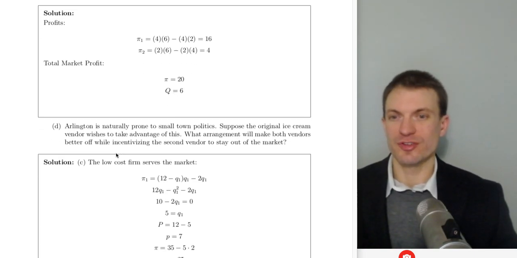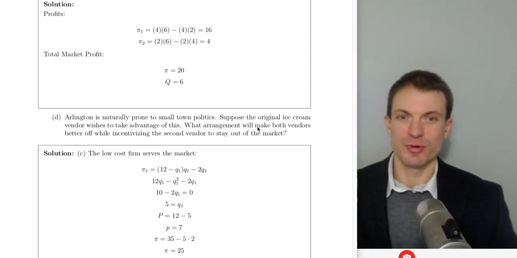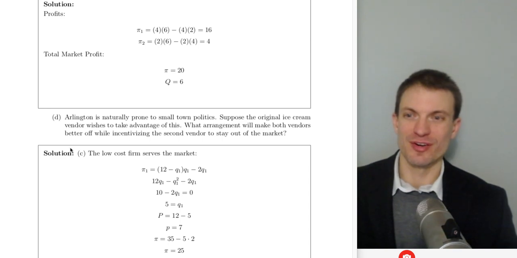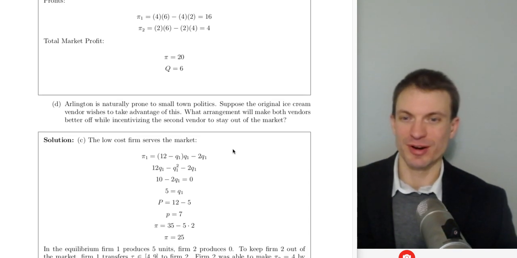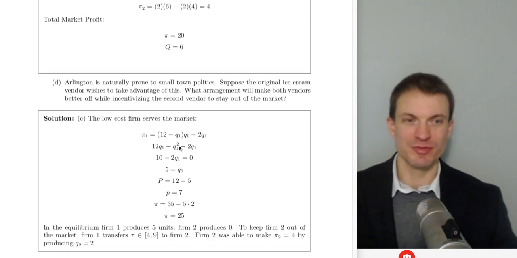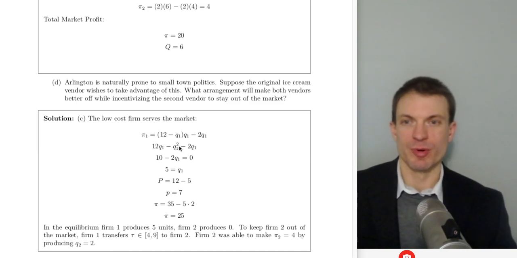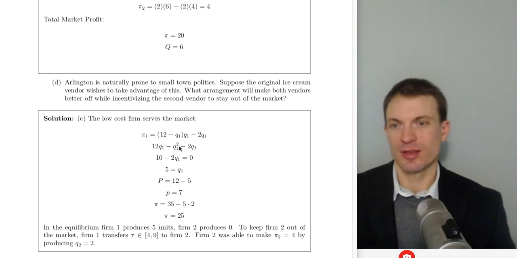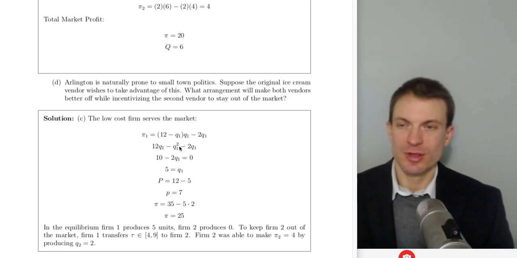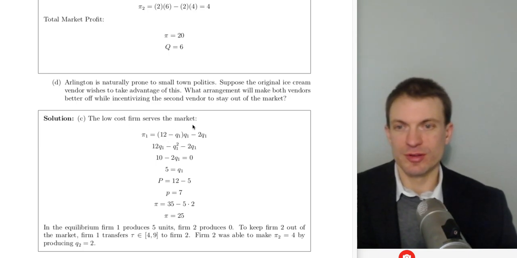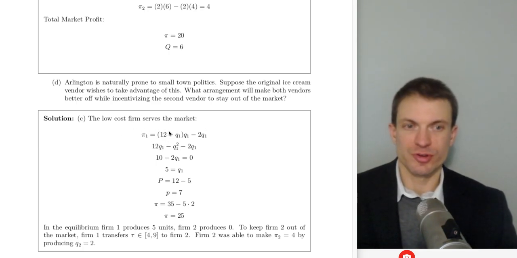So Arlington is naturally prone to small town politics. Suppose the original ice cream vendor wishes to take advantage of this. What arrangement might they make to make both vendors better off while incentivizing the second vendor to stay out of the market? This is super illegal, but what kind of collusive agreement could they come to? Probably what would happen is one firm would buy the other one and then just shut them down. But anyway, what I want to do is assume the low-cost firm serves the market.